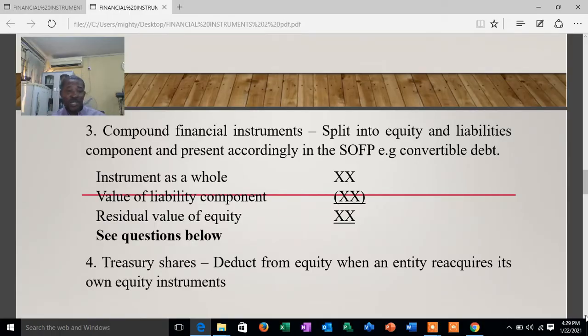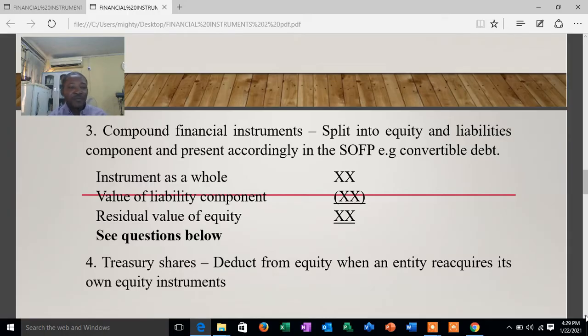And that's what we said in video one, that an equity instrument evidences a residual interest in the assets of an entity after you have deducted all its liabilities. So you can imagine the instrument as a whole, the value of liability deducted from it, then the balance gives your residual value of equity. That's equity instrument. So we'll be taking a question on that as I progress.